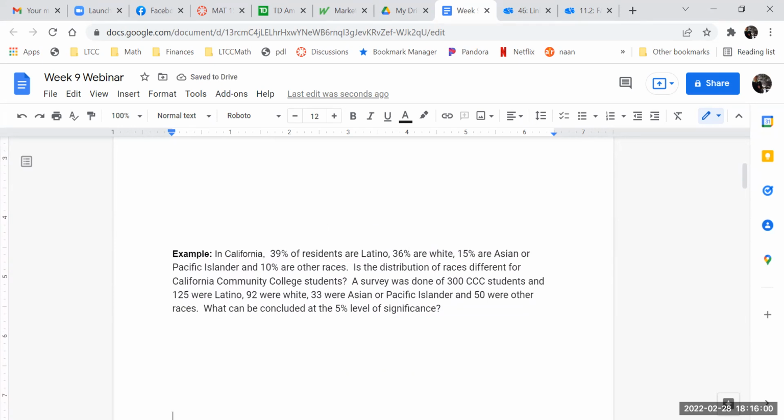So here's an example of something you might be interested in. In California, 39% of residents are Latino, 36% are white, 15% are Asian or Pacific Islander, 10% are other races. I got this on Google. I think I got it last year, but it hasn't changed that much. Is the distribution of races different for California community college students?